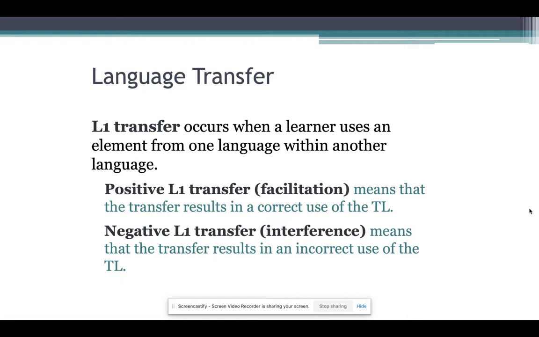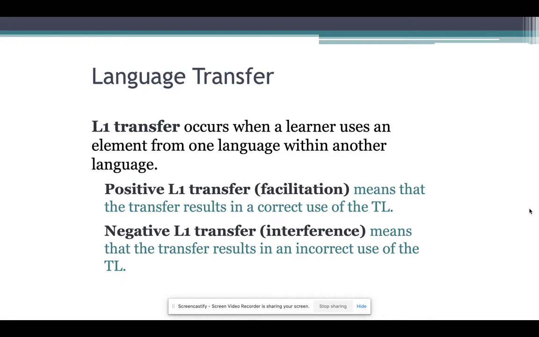L1 transfer can be classified as positive or negative. It is important to note that the difference between positive and negative transfer is not the L1 form itself, but the result of the transfer. So you can't look at the L1 form and say that this is going to be negative or positive. Instead, you look at the result. Did it help or did it hurt? If the transfer speeds up learning or enables the learner to communicate, then it's positive. If the learner makes an error or slows down the learning, then it is negative.